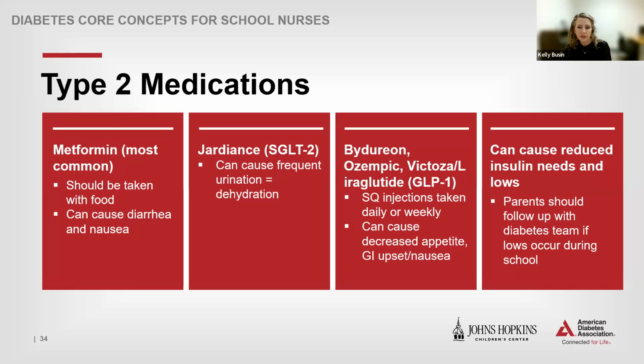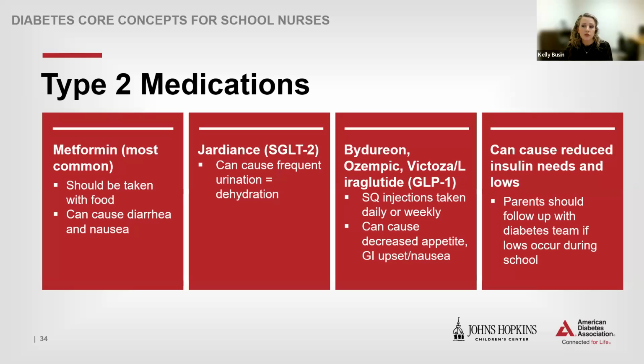And then finally, Bydureon, Ozempic, Victoza, and liraglutide are all names of GLP-1 medications, which are also type 2 medications that can be used in the peds population. Again, these are usually used in children over the age of 10. And these medications are subcutaneous injections, usually given either once a day or once a week.